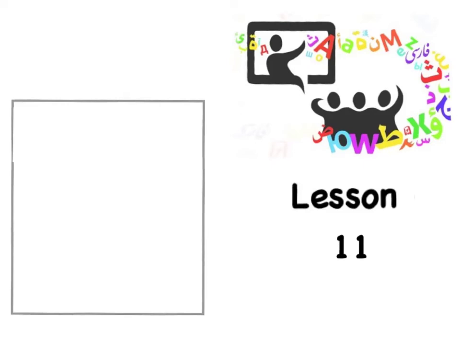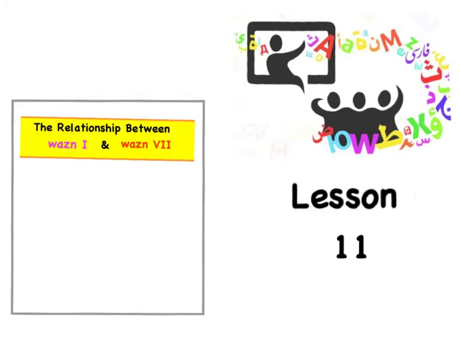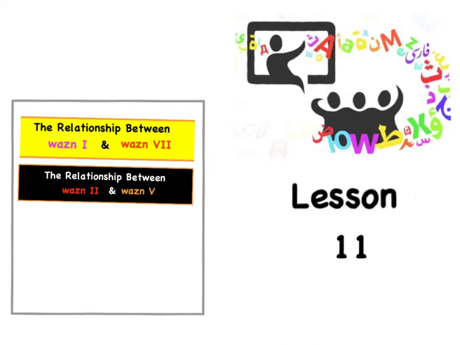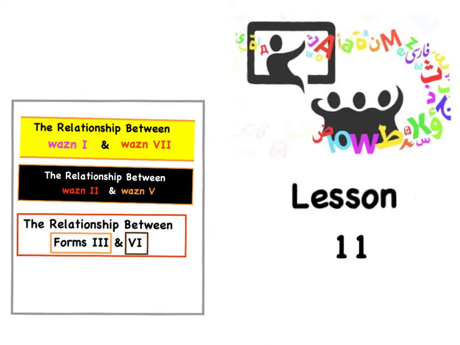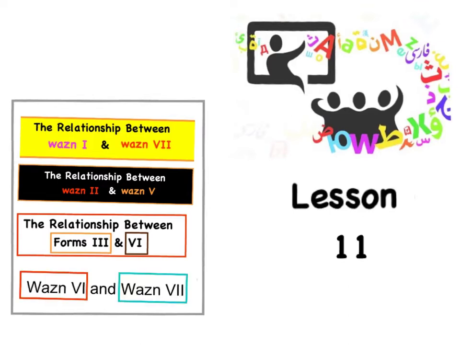In this section we're going to talk about the relationship between وزن واحد and وزن سبعة, the relationship between وزن اثنين and وزن خمسة, and the relationship between forms 3 and 6. Also وزن 6 and 7. So the relationship between all the different awzans and forms.